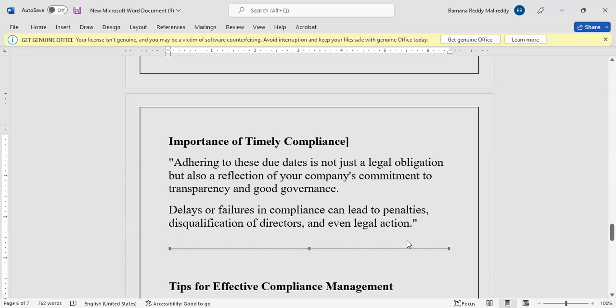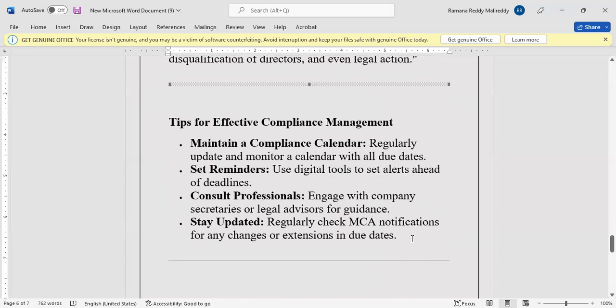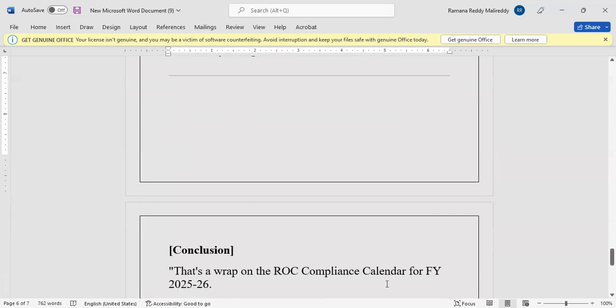So, tips for effective compliance management: maintain a compliance calendar. Regularly update and monitor a calendar with all due dates. Set reminders: use digital tools to set alerts ahead of all the deadlines. Consult professionals: engage with company secretaries or legal advisors for guidance. Stay updated: regularly check MCA notifications for any changes or extensions in the due dates.